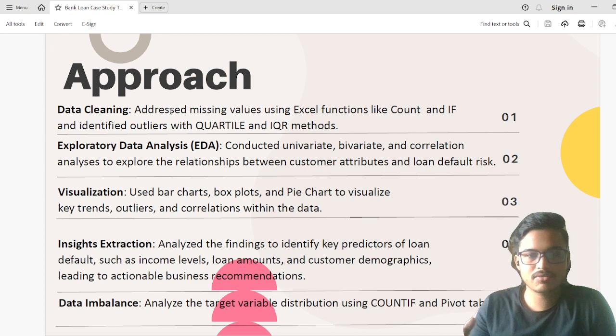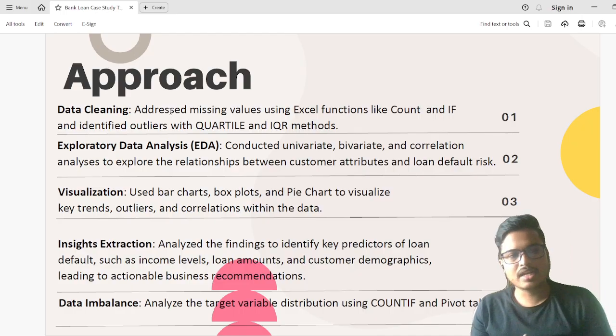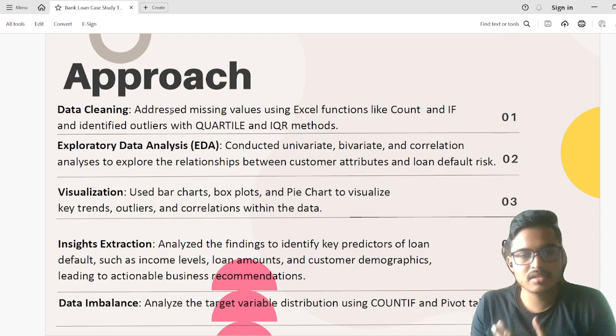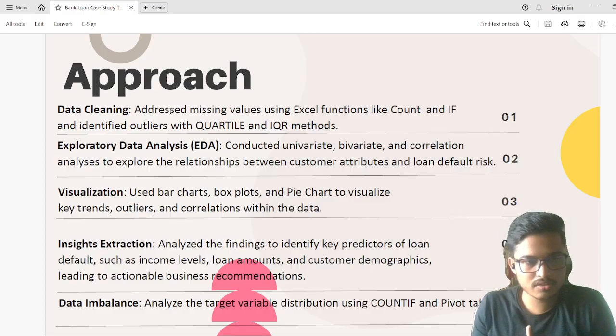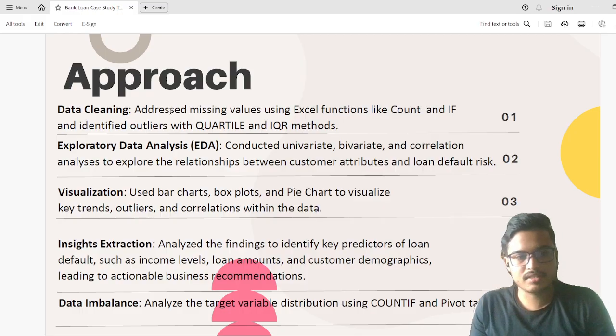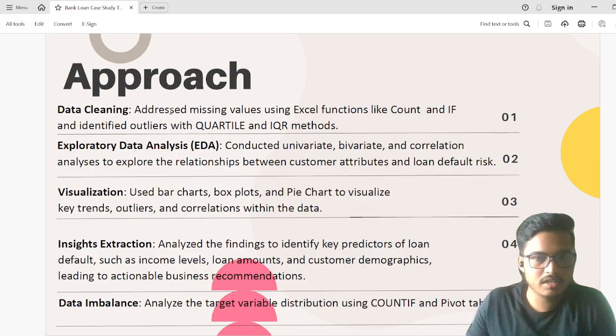Then we move into insights extraction. We analyze the findings to identify key predictors of loan default, such as income level, loan amount, and customer demographics, leading to actionable business recommendations. We'll be looking at multiple factors to gain these insights. I will explain all of this later.